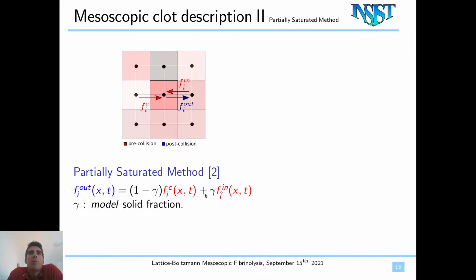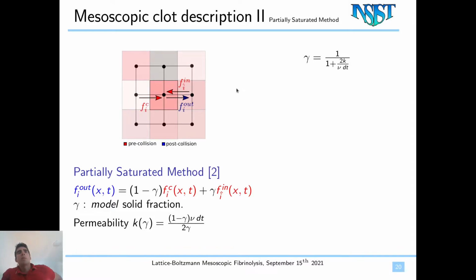And this fraction of bouncing back is what we call the solid fraction. So here we call this the model solid fraction because it has no physical meaning for the moment. It is just an arbitrary fraction of going through or bouncing back. So with this method, we obtain a default permeability. So this is the Darcy permeability, and it depends on basically this solid fraction.